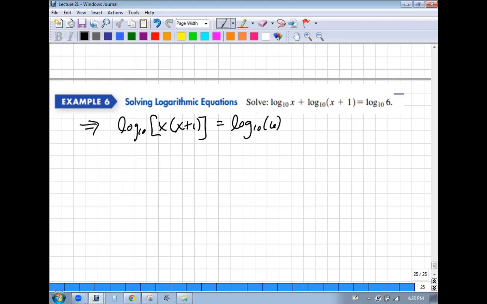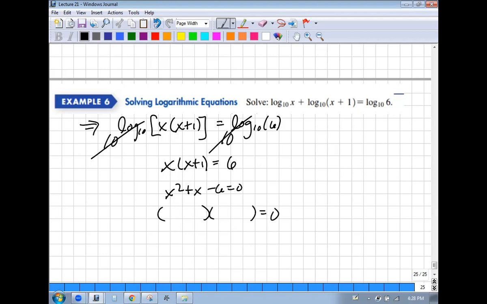At this point, since it's a single log and a single log, we can do 10 to the power of both sides, and those go away. So I get x times x plus 1 equals 6. And you know how to solve this by now. This is just a quadratic. This is x squared plus x minus 6 equals 0. Multiply that out, get the 6 involved so you can set it equal to 0, and now you factor. We could do a plus 3 and a minus 2. So x has to be minus 3 or 2.